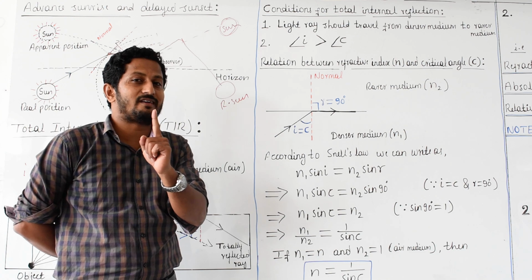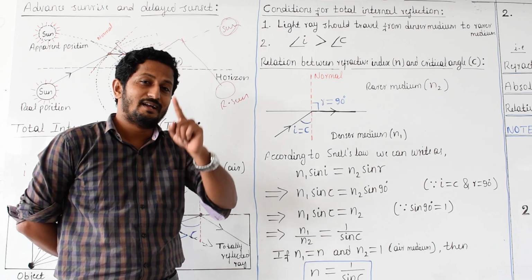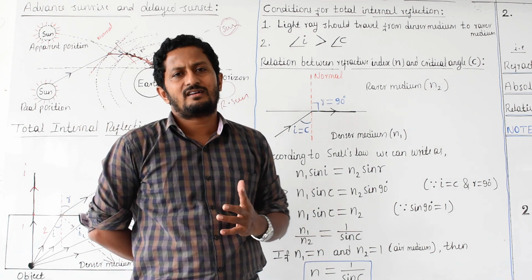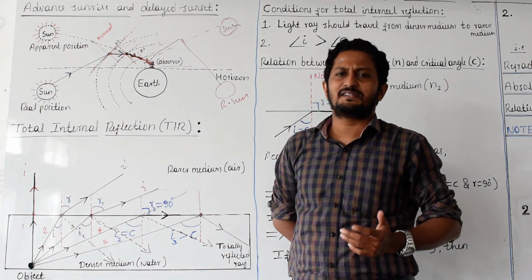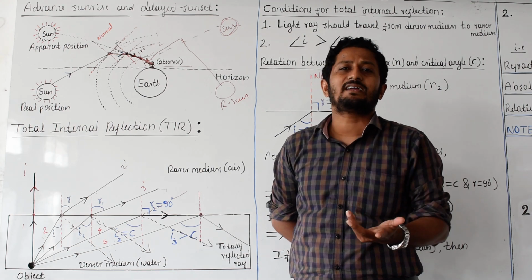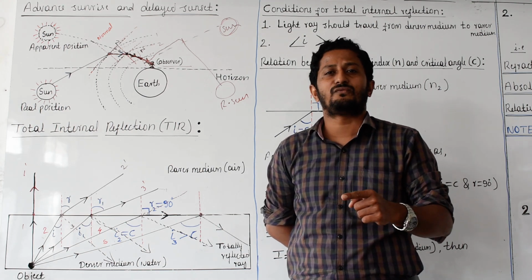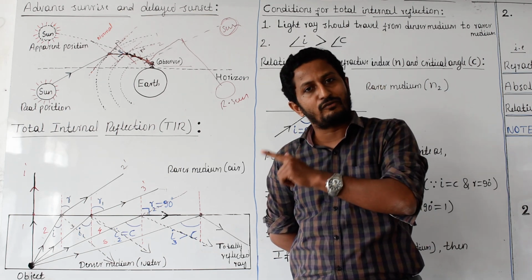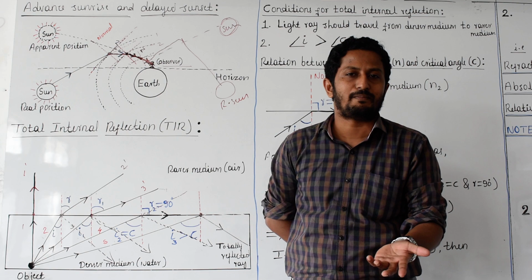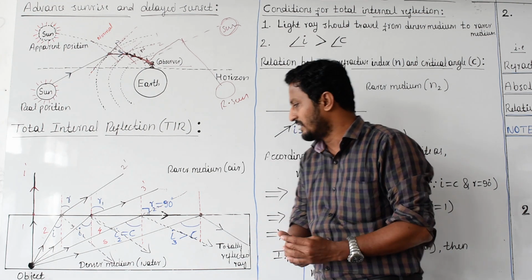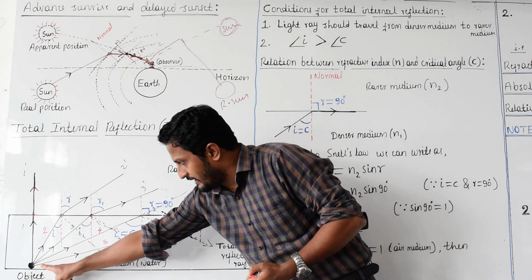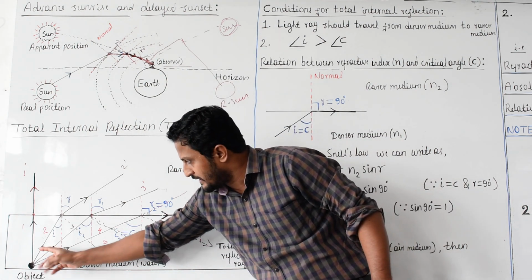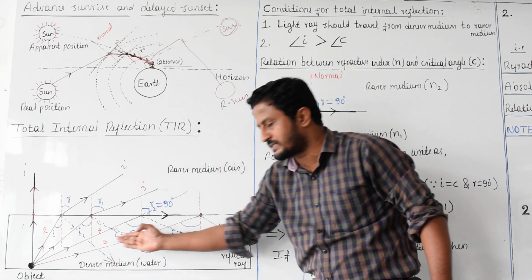This is very important. Light ray should travel from denser medium to rarer medium. Why? Instead of memorizing the statement, try to get why light should always come from denser to rarer. If it is moving from rarer to denser, then what will happen? Think like that. You see here, light ray, object we placed in denser medium, so all these light rays came from this object.